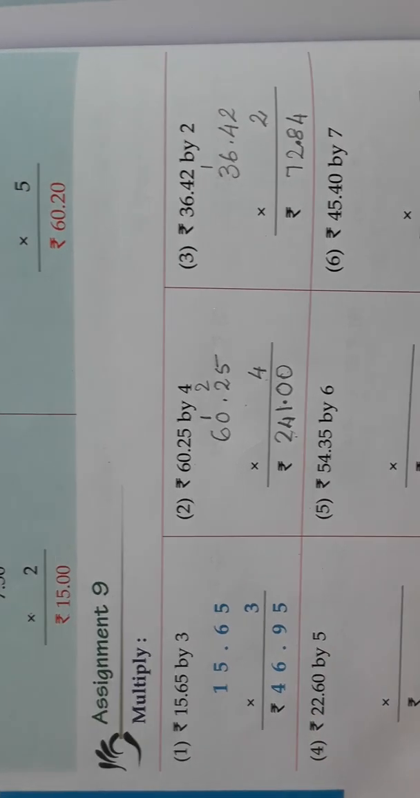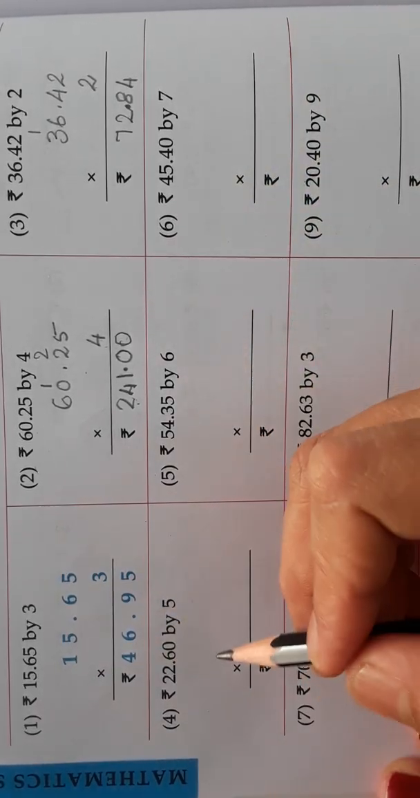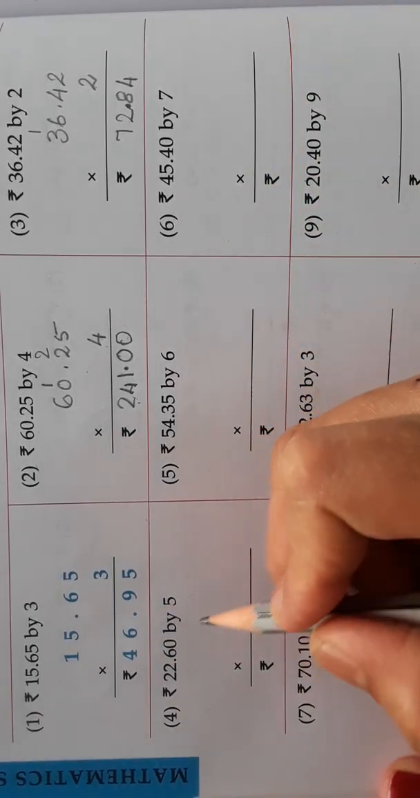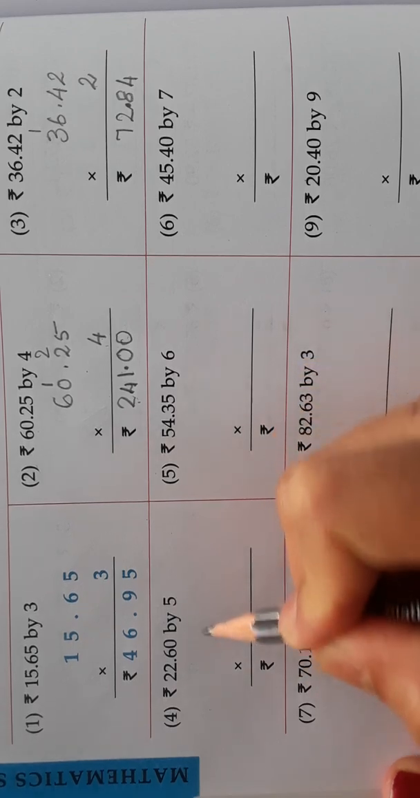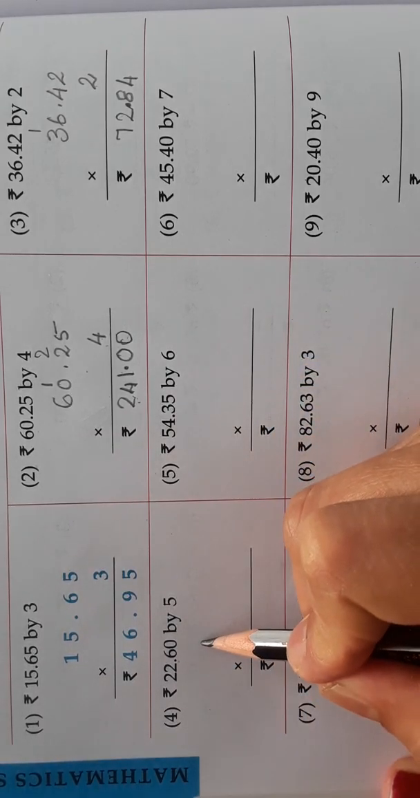Understood, children? Come, we'll do the fourth sum. See here, 22 rupees 60 paise by 5. Come, we'll do that.